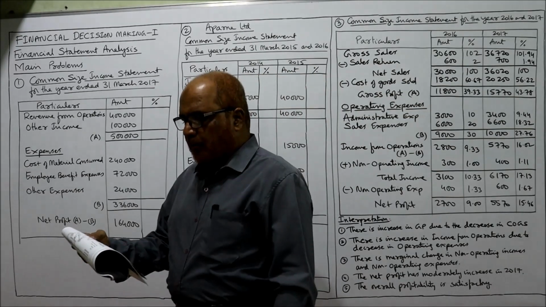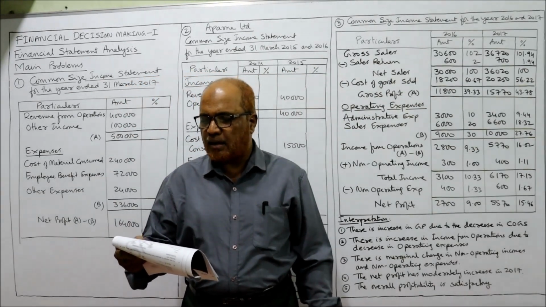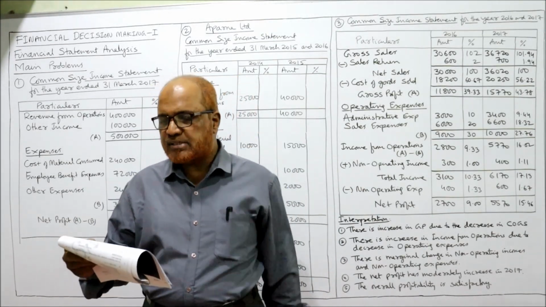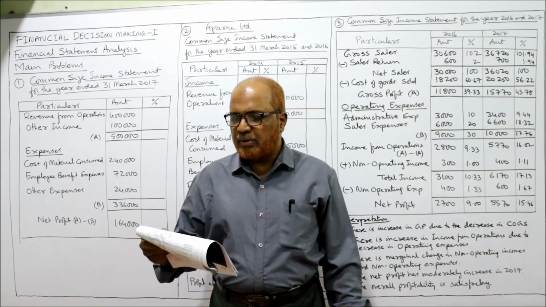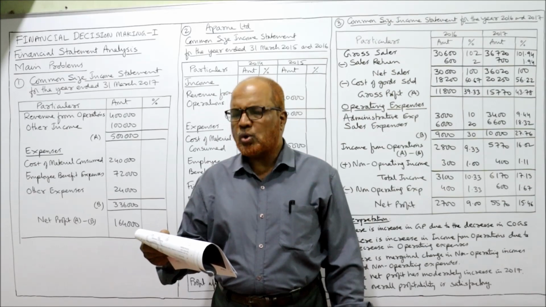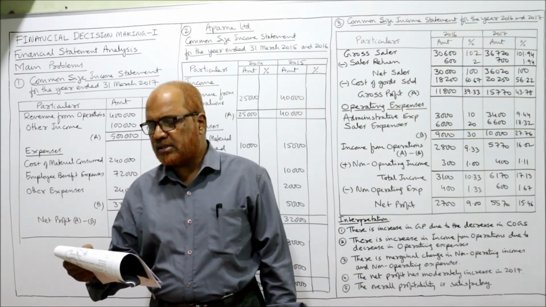Come on, first main problem. From the following statement of profit and loss, prepare common size income statement. So here we have to make only the common size income statement. Statement of profit and loss for the year ended 31st March 2017. So only one year of income data is given, that is, the profit and loss account is given.